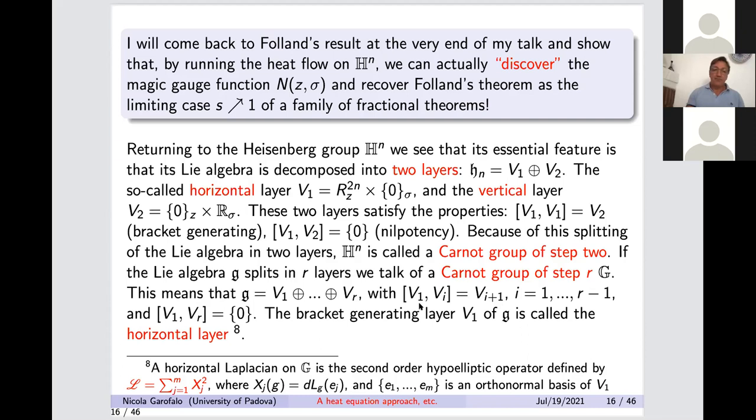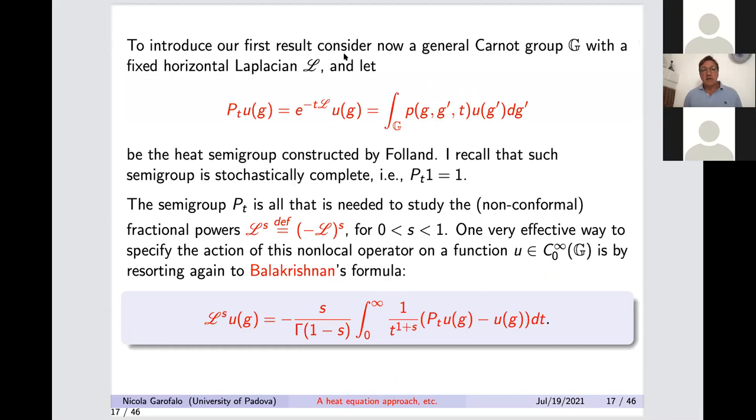All right. So now let me introduce, in a general Carnot group G with a fixed horizontal Laplacian L, the heat semigroup. This was constructed by Folland in 1975. And so there is this positive heat kernel, okay? And this heat semigroup is stochastically complete, in the sense that P_t 1 is one. So this semigroup is all that is needed to study the non-conformal fractional powers L^s, okay? And one way to effectively do this is again to look at the Balakrishnan formula, which I've recalled here.